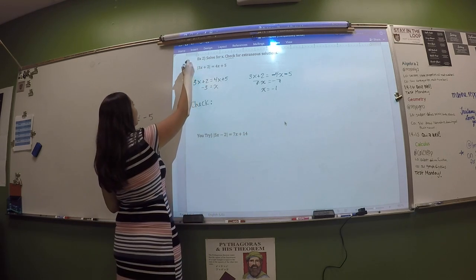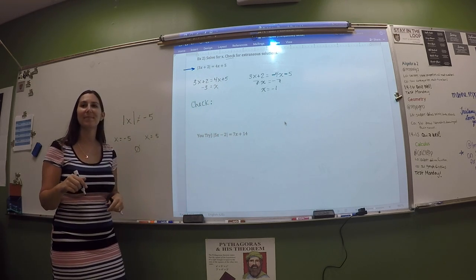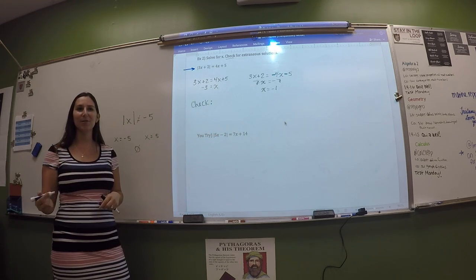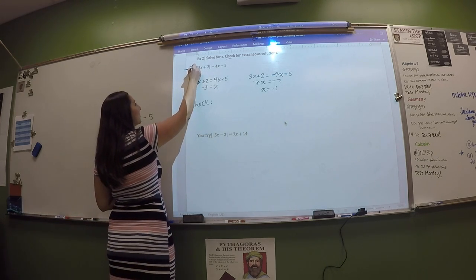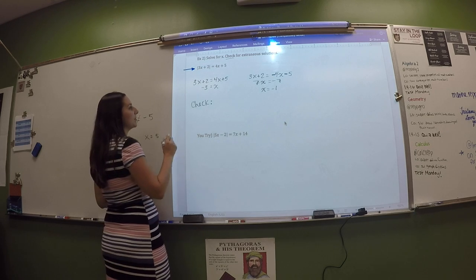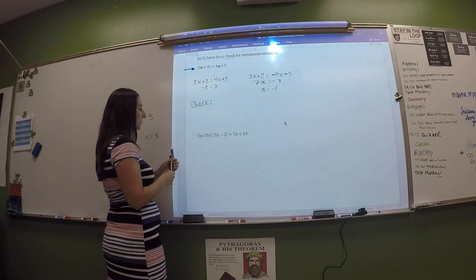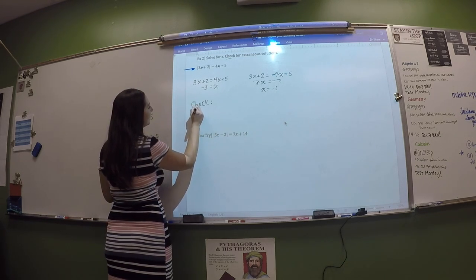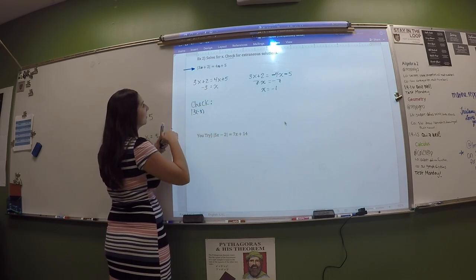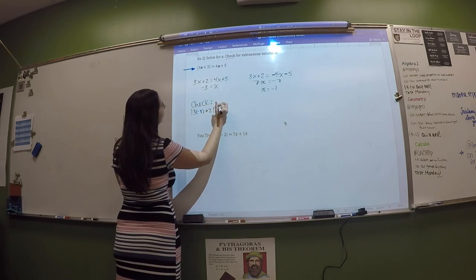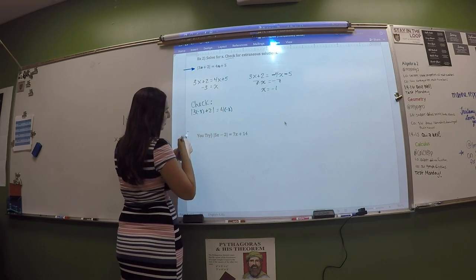Some people accidentally plug them into these, and then of course they're going to work, because that's where you got them from, right? You created those equations and then you solved them, so of course they're going to work there. Don't do that, that's dumb. Plug them into the original equation, okay? So you should be substituting in a -3 here and a -3 here, and then do it again with -1. So, you have the absolute value of 3 times -3 plus 2 is equal to 4 times -3 plus 5.